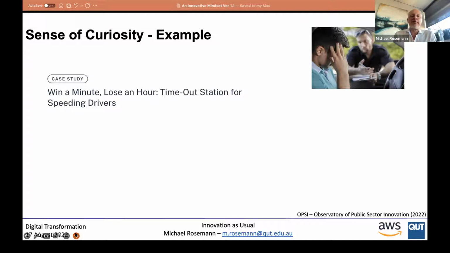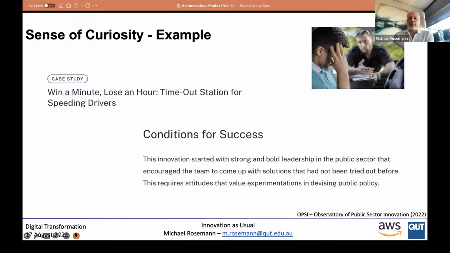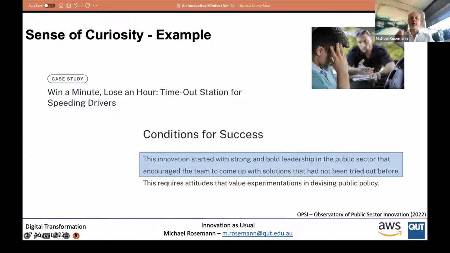Now, what you see here is one big experiment. And if you go to the webpage, you see on the bottom right, OPSI, you find a long, long list of innovative public sector case studies, just like this one. For every one of these cases, the conditions for success are described. And what stands out here is, this is not just interesting because of its innovative potential and the use of digital technologies. It is interesting because it required courageous leadership.